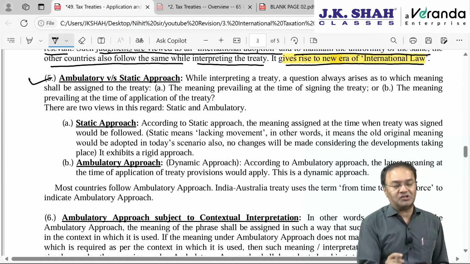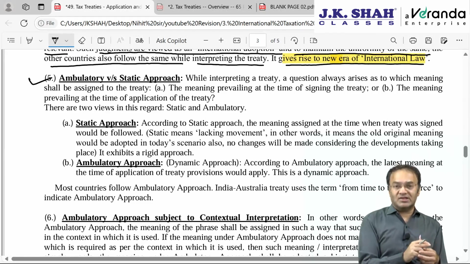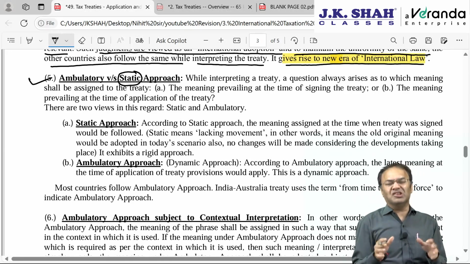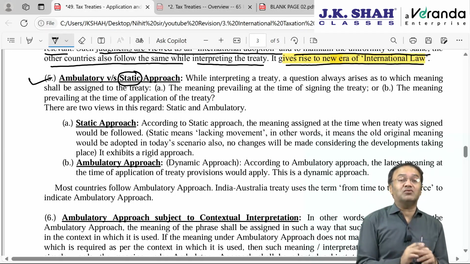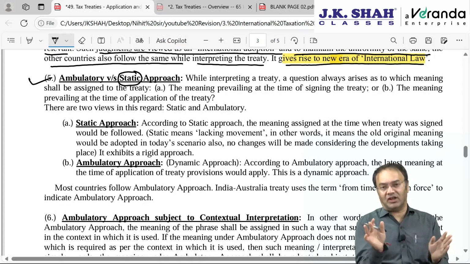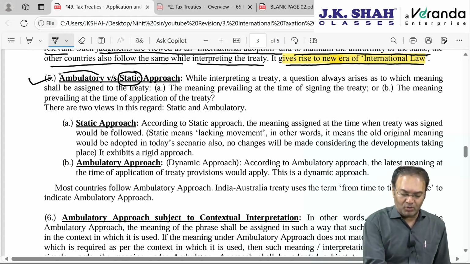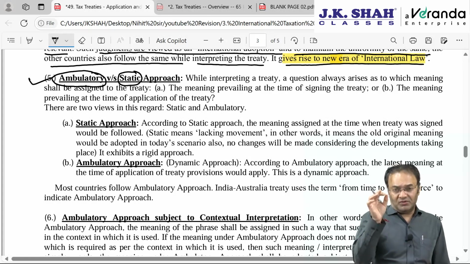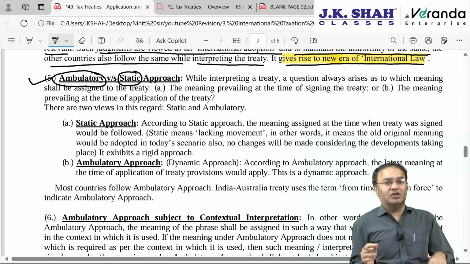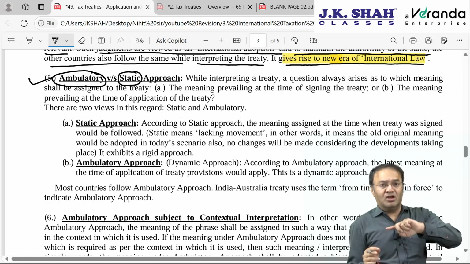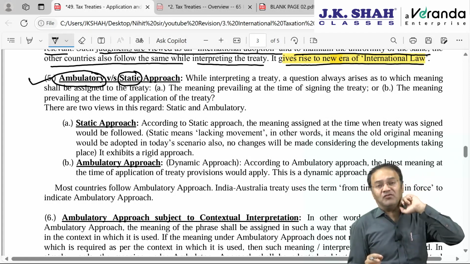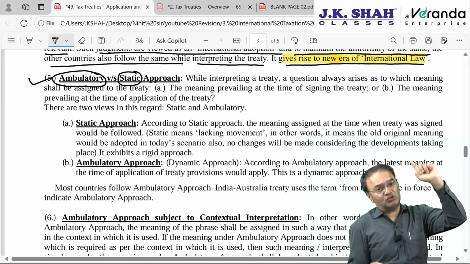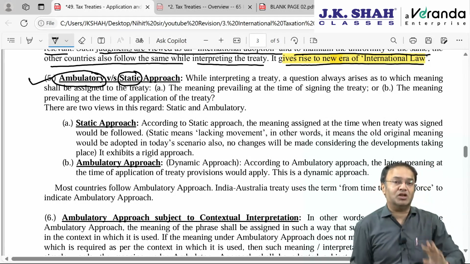Okay, next is a very interesting concept: ambulatory approach versus static approach. Static means lacking movement, a rigid attitude, not making any kind of changes. This means lifetime, no changes. And the ambulatory approach is a very dynamic, ever-changing approach. If somebody is following the static approach, then he will interpret the language of the treaty for a 1984 agreement even in 2025 the same way. The same interpretation which was followed in 1984 will continue as of today also.